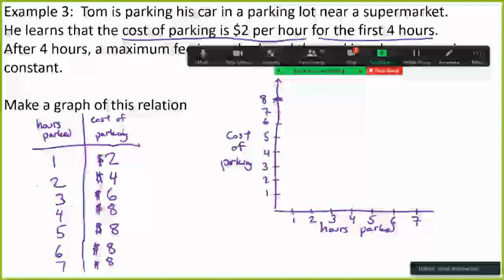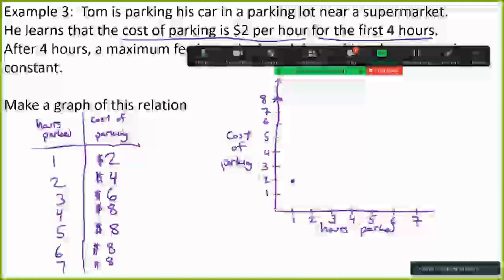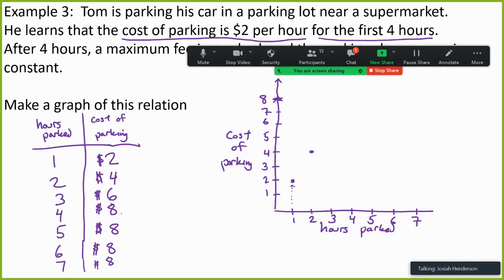Okay, so 1 to 2. 1 hour, $2. So I'm going over to 1 on my hours parked and up to 2 from there to represent that $2 that it cost. Then for my next entry, 2 hours, $4. So that's over to 2 and up to 4. 3 to 6, 3 hours, $6. All right, and then 4 to 8.